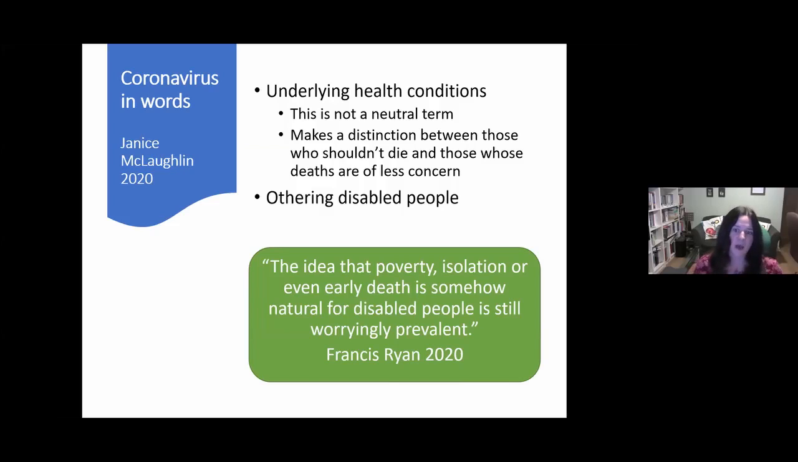So we see a discourse emerging where the value of lives defined by disability or underlying health conditions or vulnerability are pitted against those of other non-disabled members of society. Or we have what they call an economy versus lives of those with underlying conditions debate going on. The Frances Ryan quote here. Frances Ryan is a journalist who writes for The Guardian. And what she suggests is the idea that poverty, isolation, or even early death is somehow natural for disabled people is still worryingly prevalent amongst our discourse about COVID-19.